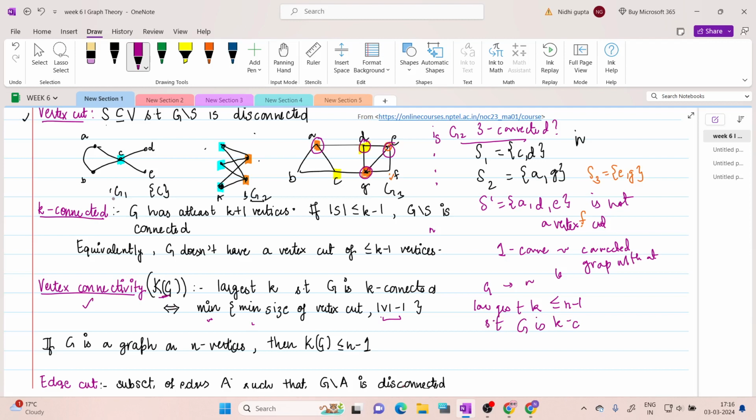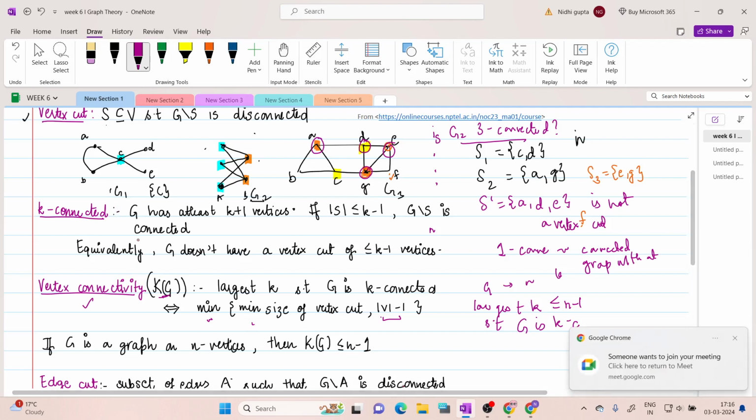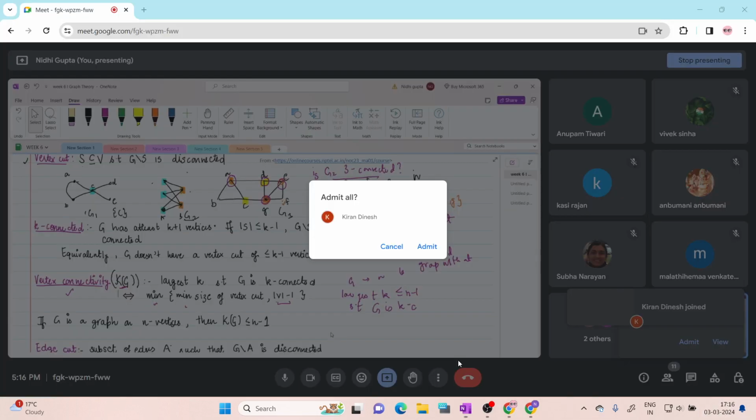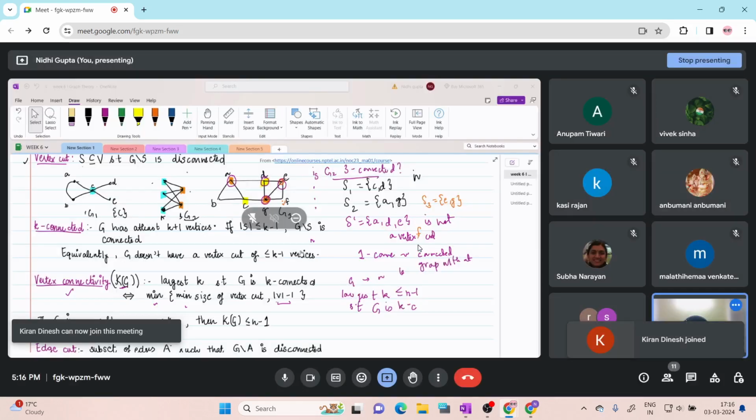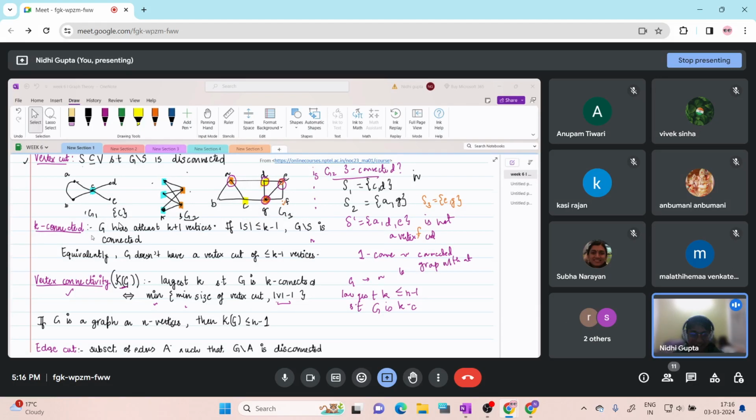So for G1, what do you think is the vertex connectivity? One. Because for G1 we see that the vertex connectivity is 1, because G1 is 1-connected, but G1 is not 2-connected. Therefore 1 is the largest k such that G is k-connected.